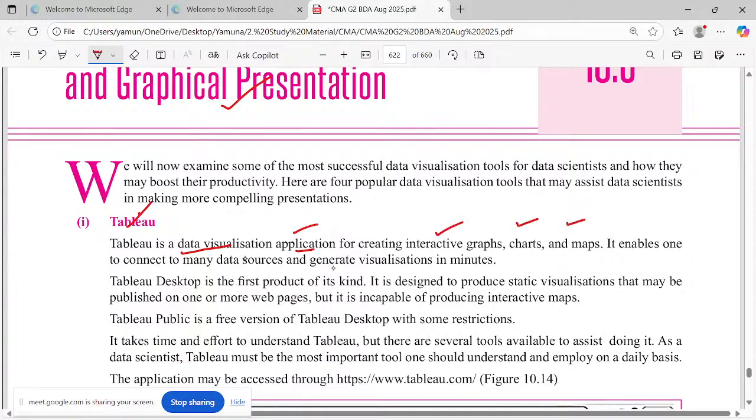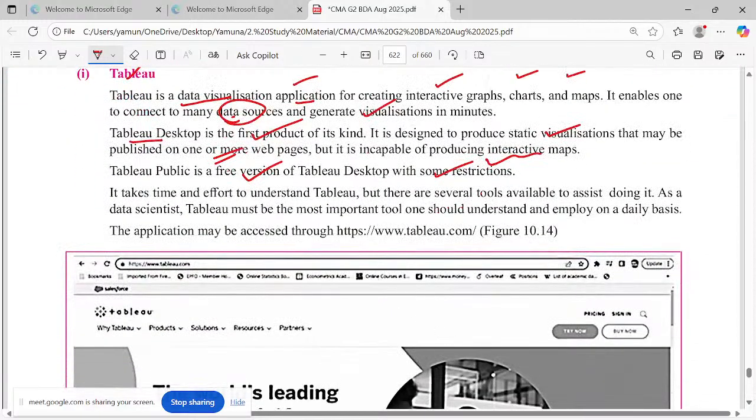So it will be connecting the data sources. So you may be having the data from different sources, right? And you can generate the visualization in minutes. So when you talk about Tableau Desktop, it is the first product of its kind. It is designed to produce static visualization that may be published on one or more web pages. Okay. The only thing is it cannot produce interactive maps. Okay. It's a free version where you can get some with some restrictions, like some subscriptions maybe are available.